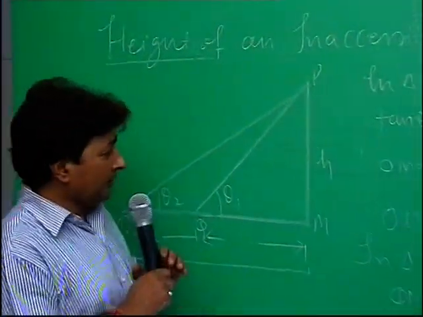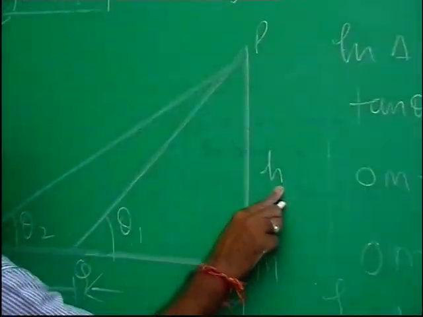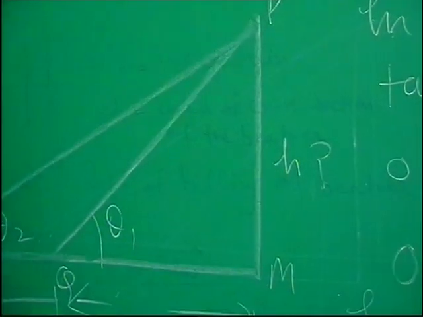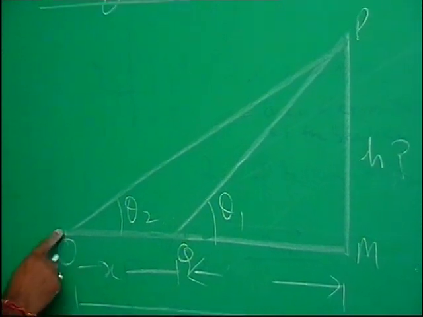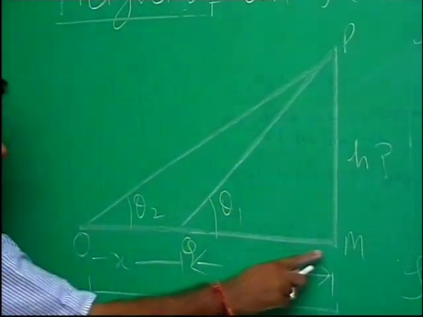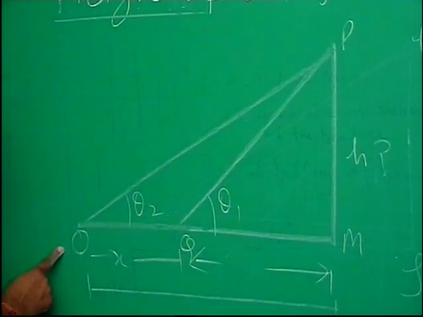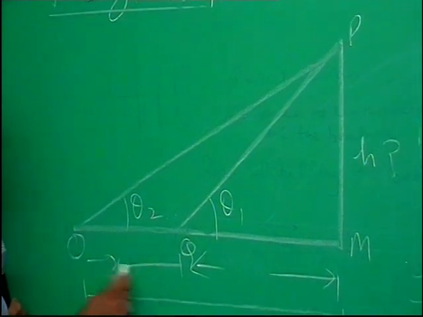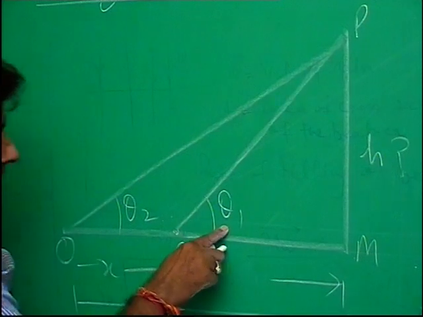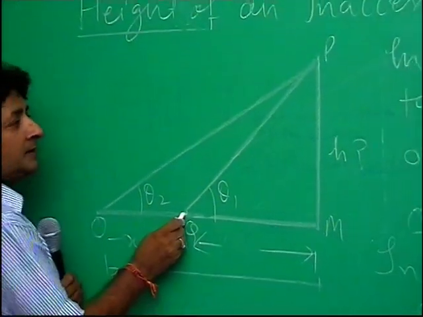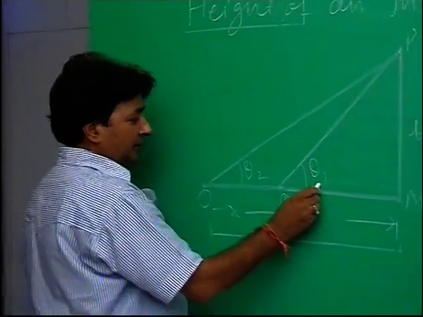For example, we have a tower whose height is h and we have to determine h, but it is not accessible. Accessible means we cannot measure directly the distance of the tower either from Q or from O. What we do is we place an instrument called sextant which is used to determine the angle theta 1. We focus the sextant here and we form an angle of elevation theta 1.